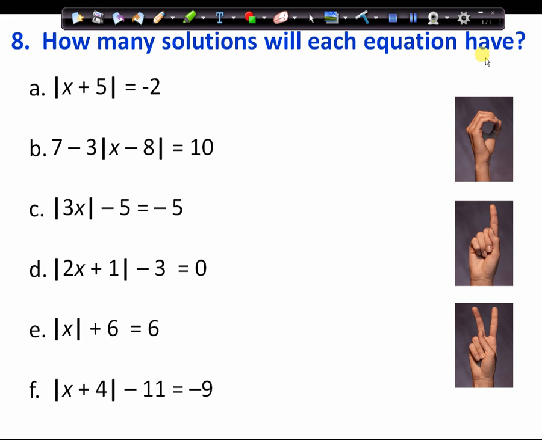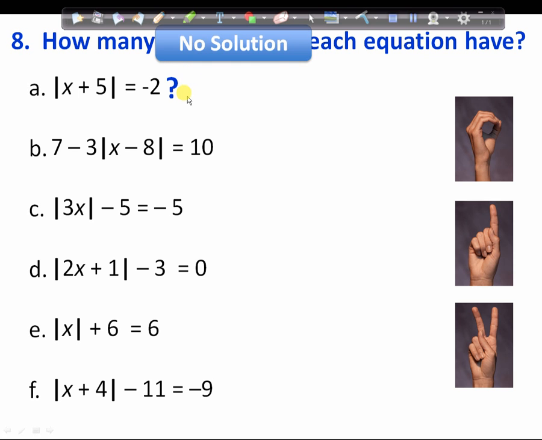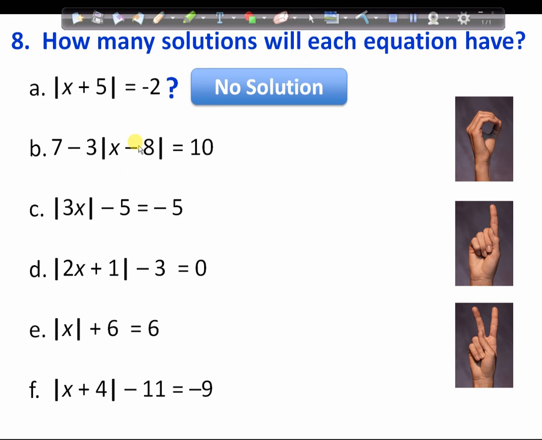All right, let's go ahead and look at each one of these. If we look at this first one, the absolute value bars are already by themselves, and it equals a negative number, so it's going to be no solution. If you look at this one, again, you would have to get the absolute value bars by themselves, so you're going to have to subtract 7 first, and then divide by a negative 3. So when I do that, it's also going to be no solution.